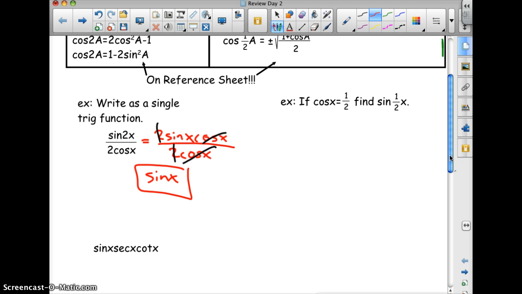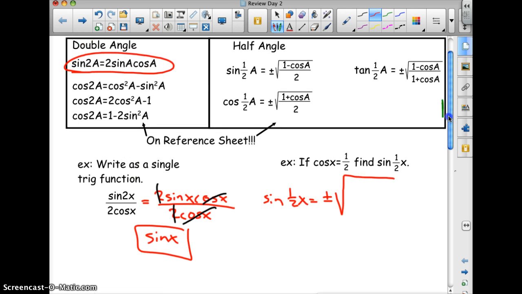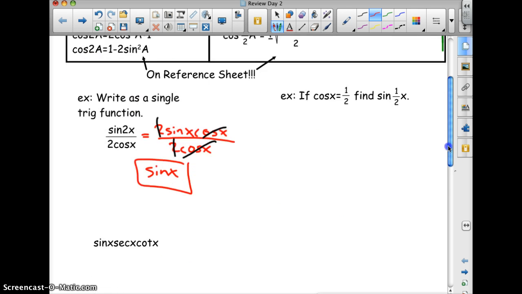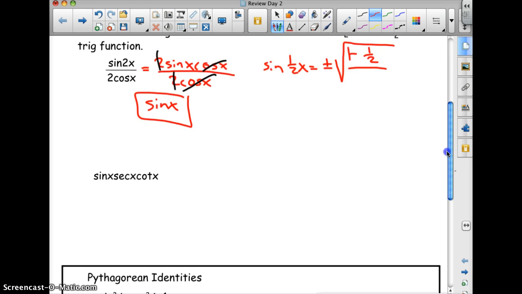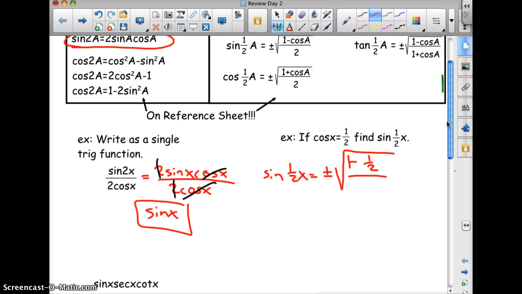Okay? There we go. You can use these identities to simplify trig expressions or help you solve trig equations, either one. Okay. Cosine x equals a half, find sine half x. If cosine x equals a half, find sine half x. So if I'm trying to find sine half x, I'm going to be using this formula, which is right here. 1 minus the cosine of A, all over 2.